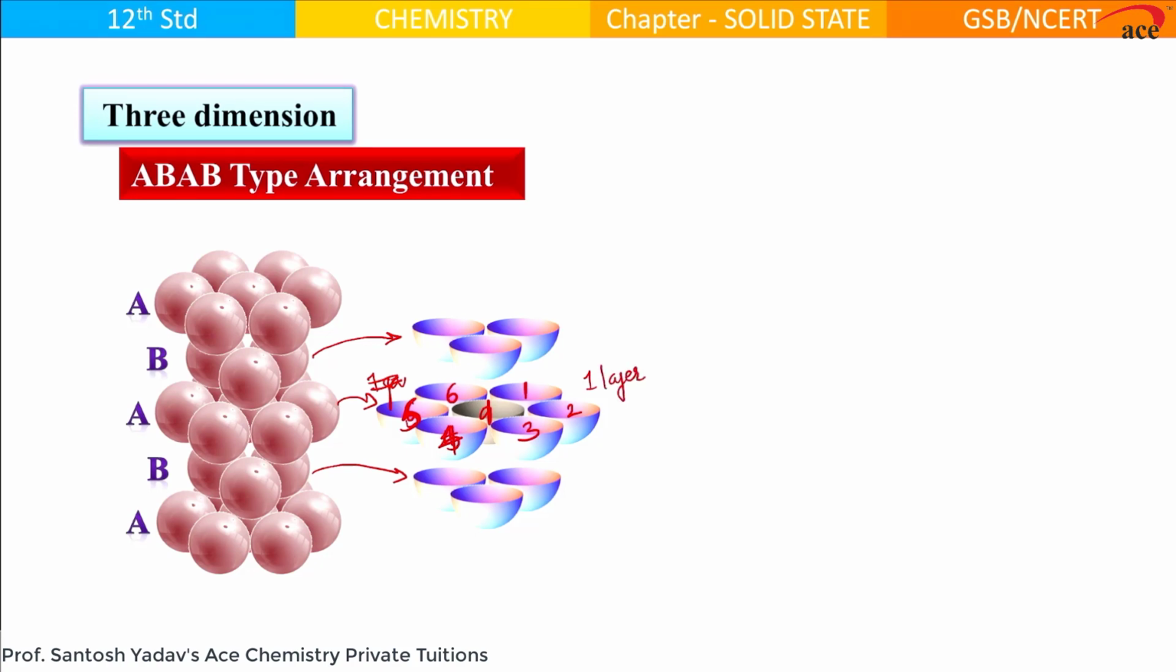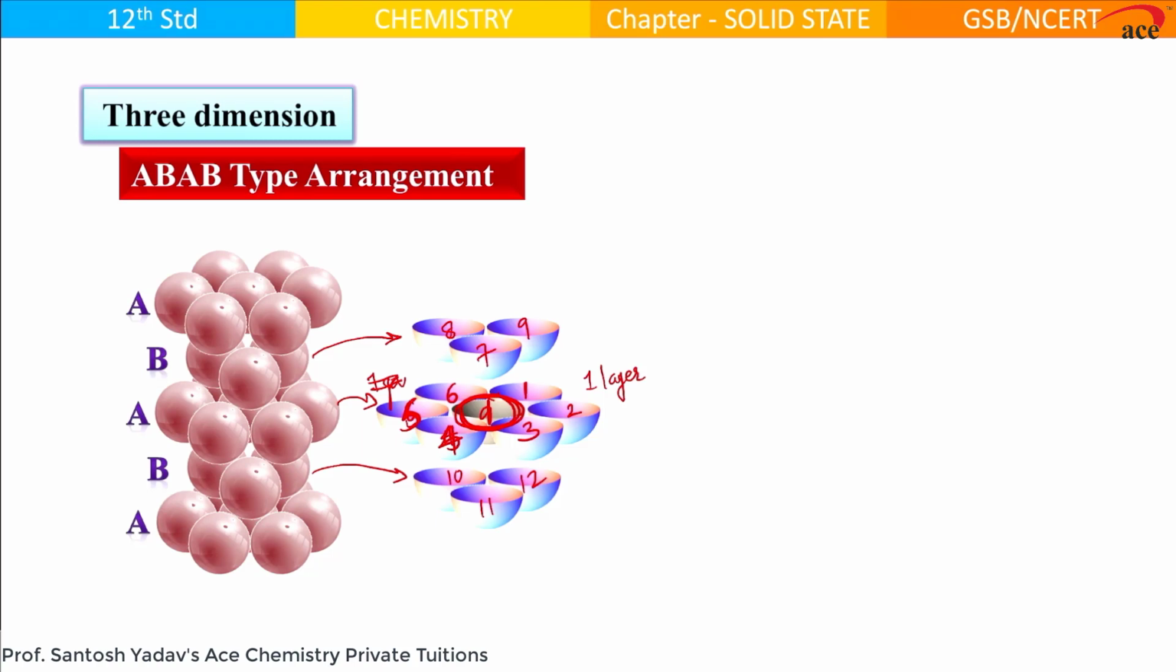And it is in direct contact with how many spheres? 7, 8, 9, 3 above and 3 below. So, it is in direct contact with 12 spheres. So, this sphere is in direct contact with 12 spheres.